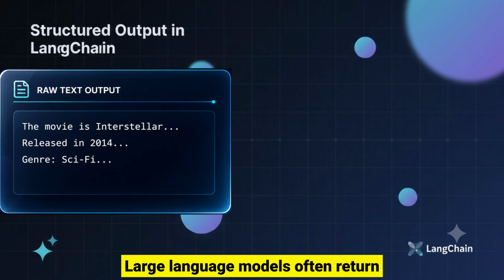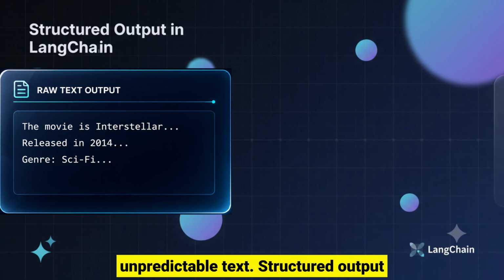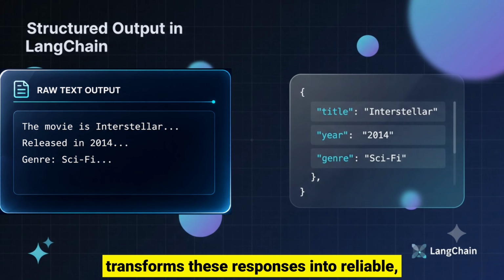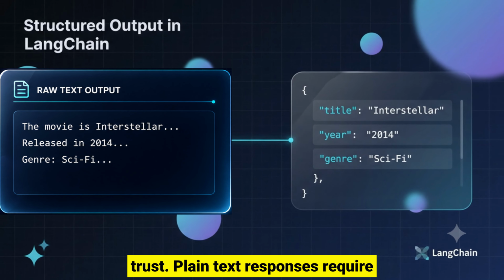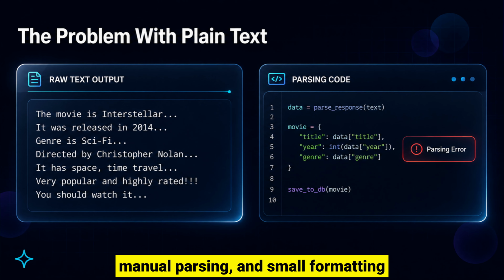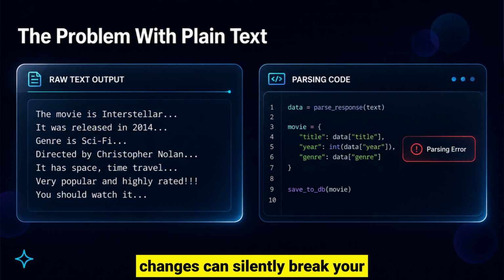Large language models often return unpredictable text. Structured output transforms these responses into reliable, validated objects your application can trust. Plain text responses require manual parsing, and small formatting changes can silently break your production applications downstream.